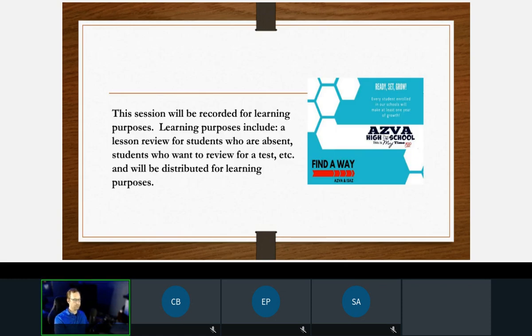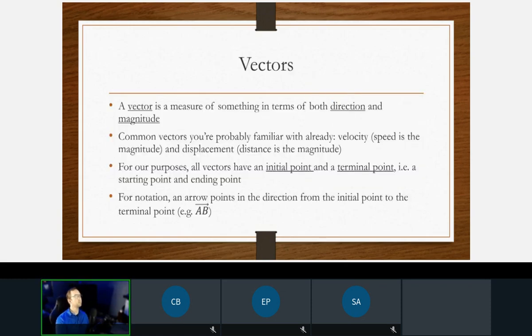Being recorded. All right, vectors. Where's my pointer at? Here we go. All right, so let me move the glasses on.